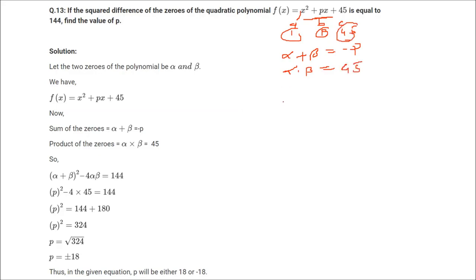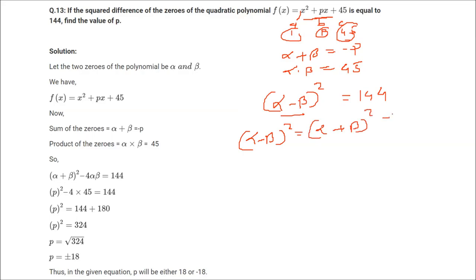Now alpha minus beta whole square, that is the squared difference, the difference which we then squared. So the squared difference is given as 144. But we know how to write this alpha minus beta whole square. Alpha minus beta whole square is nothing but alpha plus beta whole square minus 4 alpha beta. How does it come? Let me just open it.